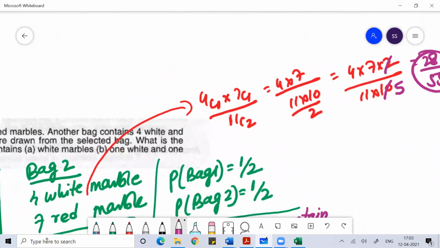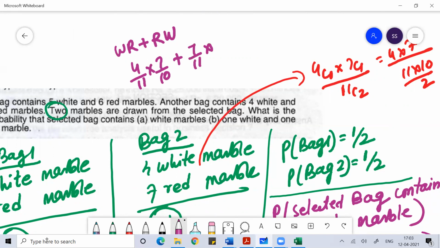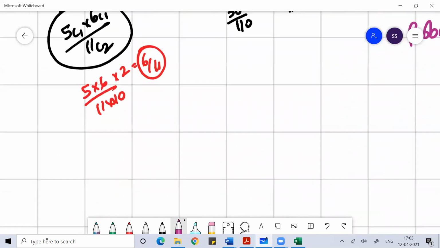Or you can understand this like bag 2, when you talk about one white, one red. One white, one red means it can be white, red or it can be red, white. Same thing: 4 by 11 into 7 by 10 plus 7 by 11 into 4 by 10. So when we use NCR, you don't have to think about the possible arrangements. That advantage we get when we do NCR.